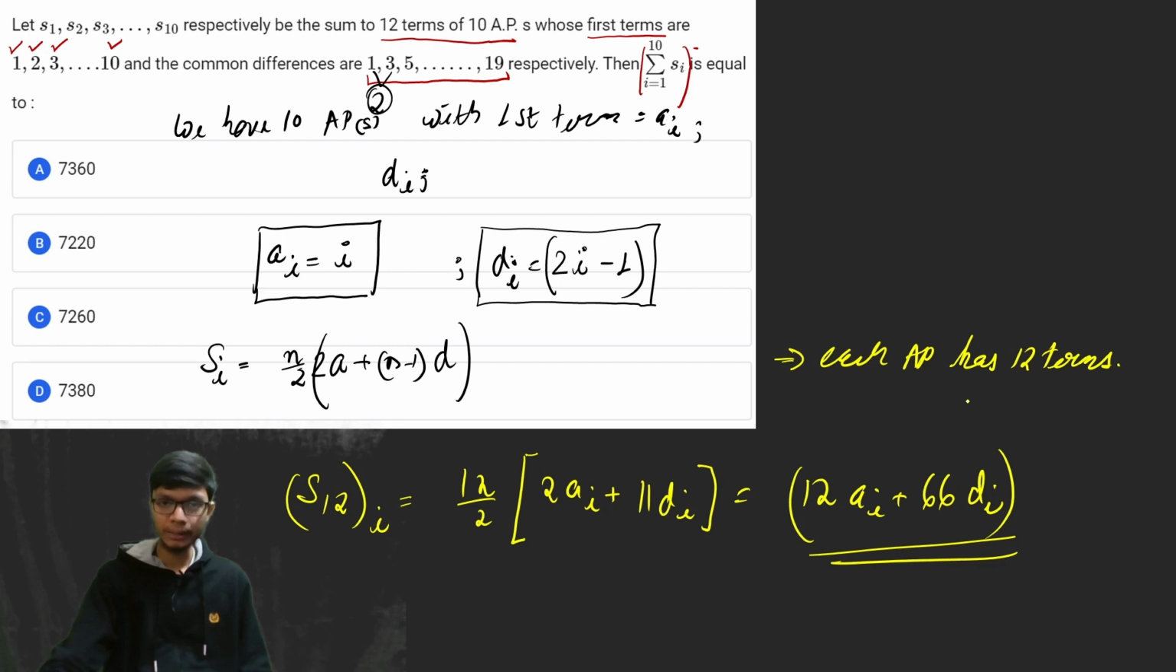Now in the problem, we have to compute the result, that is sigma I equal to 1 up to 10 of S of I. That is the value that you need to compute for the result.